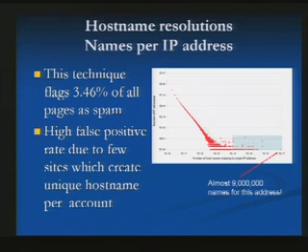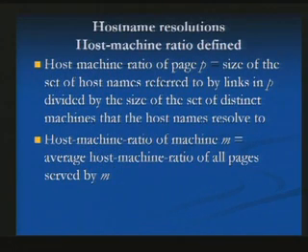So this technique is extremely effective. It flags 3.46% of all pages in our collection as spam. However, it also has a high false positive rate, which comes from sites, typically blog sites and things like that, where you create a separate host name for every user that has an account on the system in order to shorten the URL length. You can mitigate this with a short whitelist of known good sites.